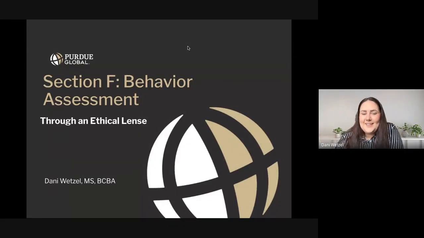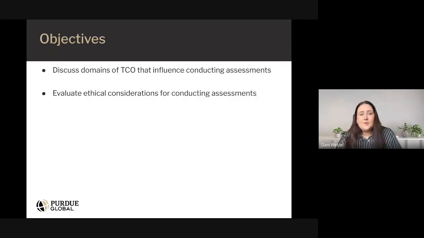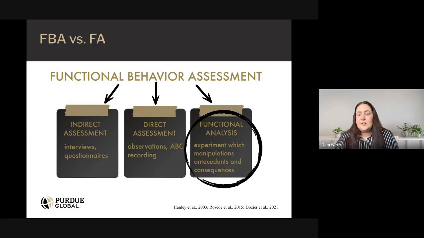Hi, I'm Danny Wetzel, and I'm going to be going over Section F from the Test Content Outline Behavior Assessment. I'm going to go over some domains of the test content outline that influence conducting behavior assessments, as well as evaluate some ethical considerations. So first off, I want to differentiate an FBA from an FA.